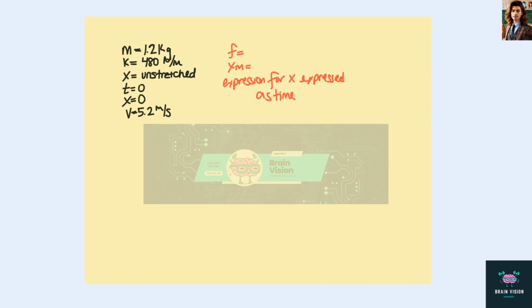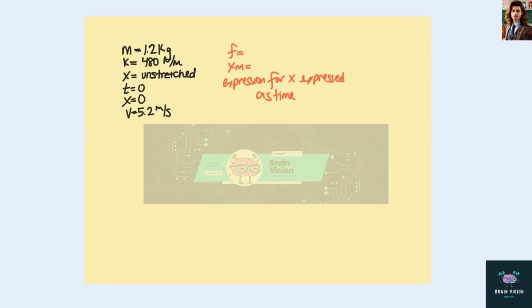For this problem, we are given the scenario where there's a 1.2 kilogram block sliding on a horizontal surface with a horizontal spring attached. And the spring has a spring constant of 480 newtons per meter. At time t equals 0, the block passes through x equals 0 with a speed of 5.2 meters per second in the positive direction. And we're being asked to find the frequency, the amplitude of the block, and to write an expression for x as a function of time.